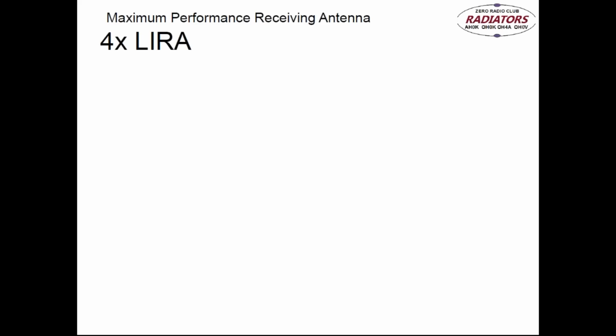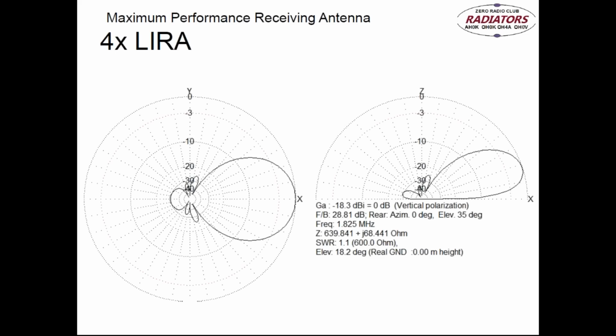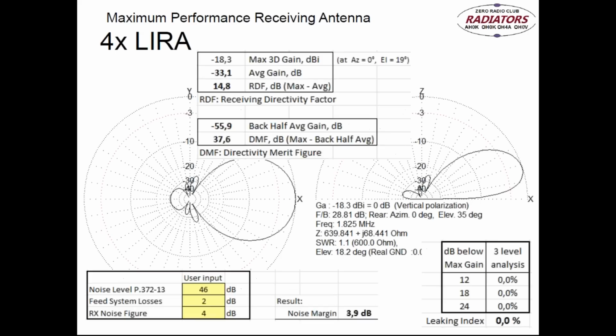So then this is the last antenna that I'm going to show. This is the maximum performance receiving antenna. This is 4 times Lyra, and it produces this kind of pattern. So this doesn't really break through minus 30 decibels on the rear. So there's one side lobe, but also this can be fixed by correct phasing and voltage in the feed. So this is like 4 LIXAs in a row. So this is like 2 Lyras just after one another.